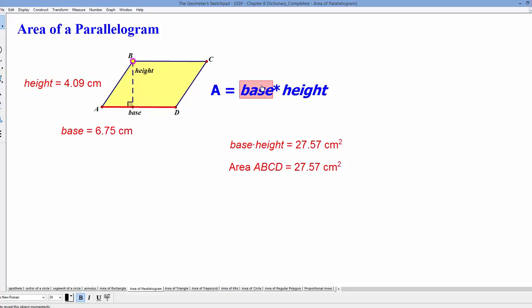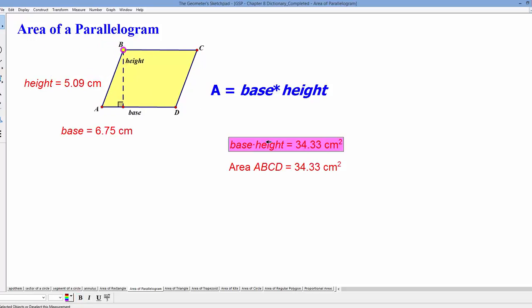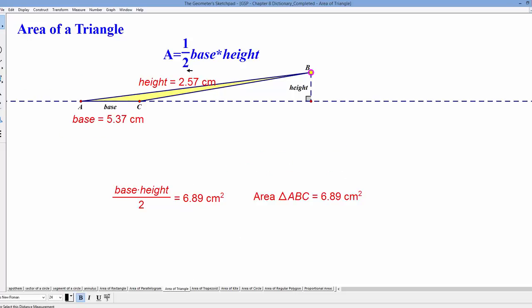Again, any of the four sides can be chosen as the base, knowing that the height must be perpendicular to the base. What's interesting about this is sometimes you would measure the height outside the parallelogram, so just keep that in mind. But again, that calculation would then yield the area. Area of a triangle is going to be 1/2 the base times the height, base being any side, the height being perpendicular to the base.